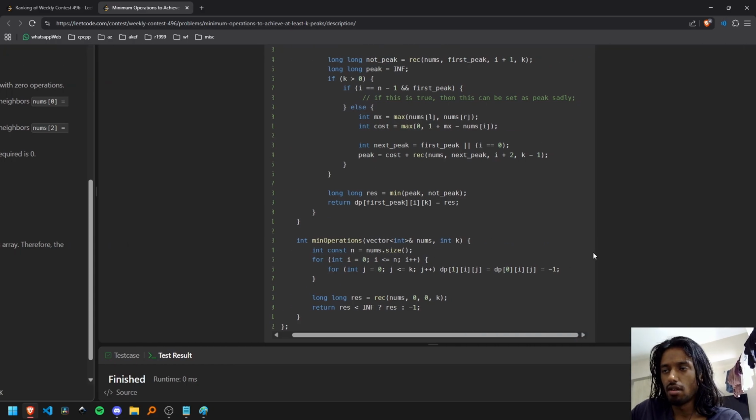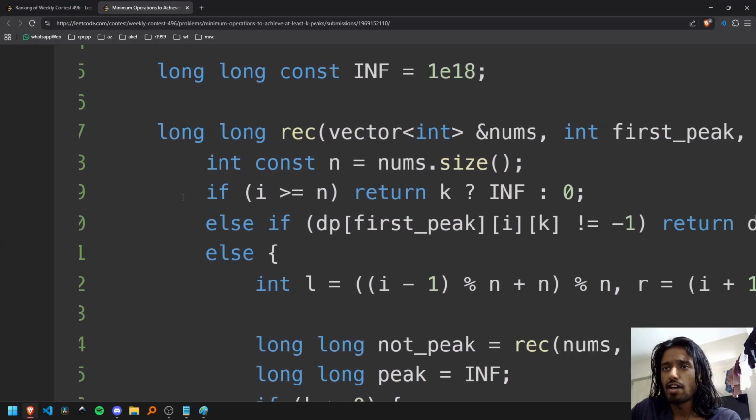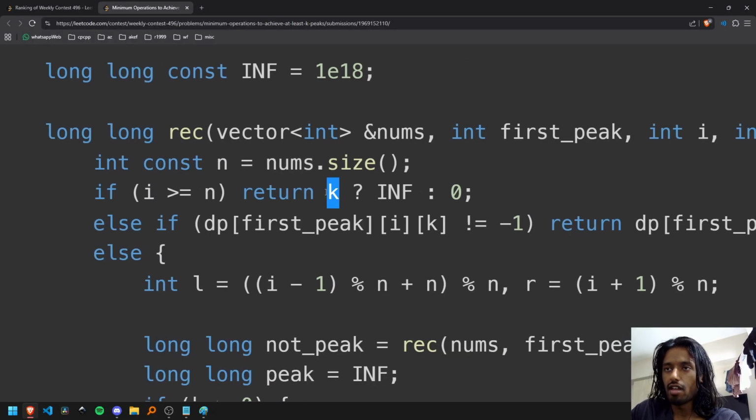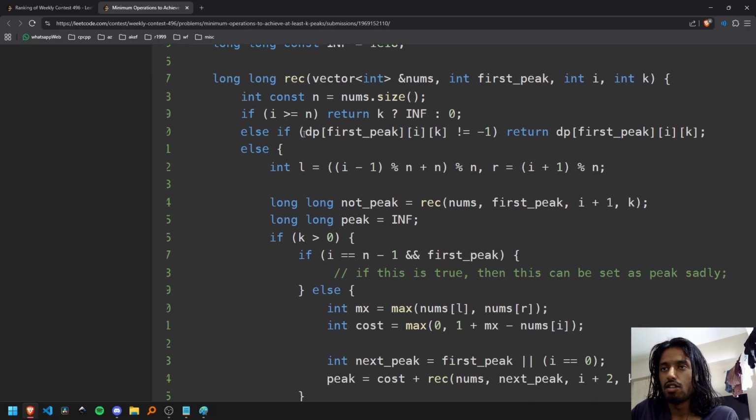This is just me setting the DP thing to -1 manually, and then at every i, if i is greater than or equal to n, which means our index exceeded, then if k is 0, that means we have made all the required peaks, right? Then we return 0, and if k is not 0, that means we couldn't reach our goal of making at least k peaks. So in that case, we return a very large value. This is the memoization. First peak is basically whether we made the first element a peak or not, which is just a boolean state. i is the index and k is the number of peaks remaining, right?